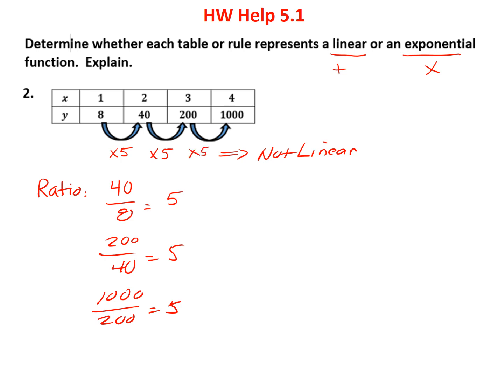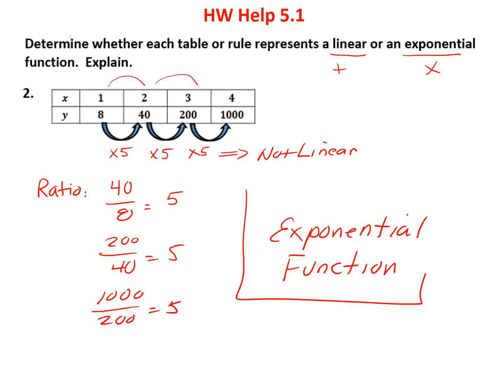When you have a common ratio, in other words, the next term divided by the previous term, and the ratio stays the same, or you can look at it as each time I move up 1, I multiply by 5. Move up 1, I multiply by 5. This tells you you have an exponential function.